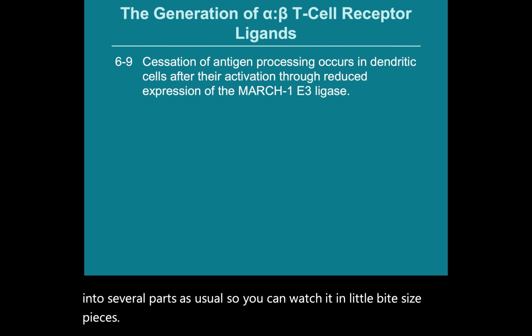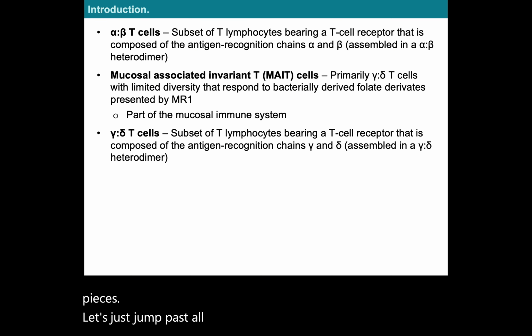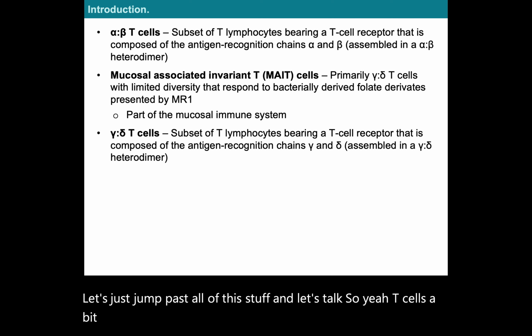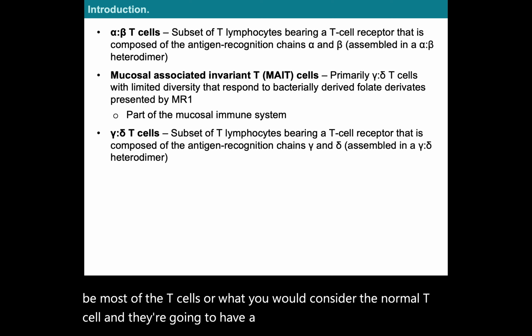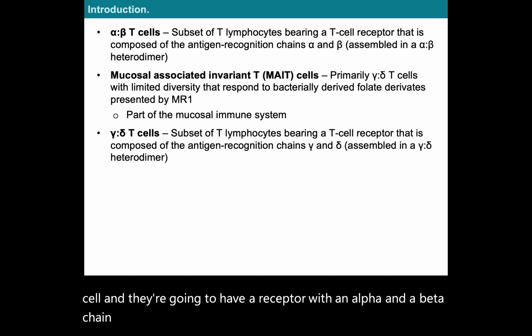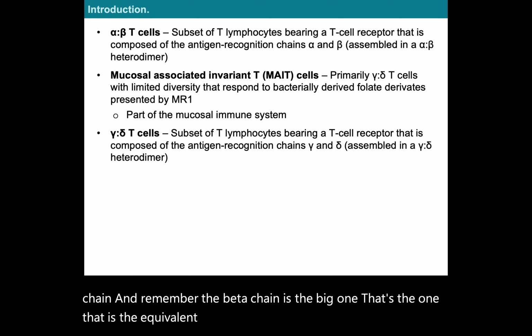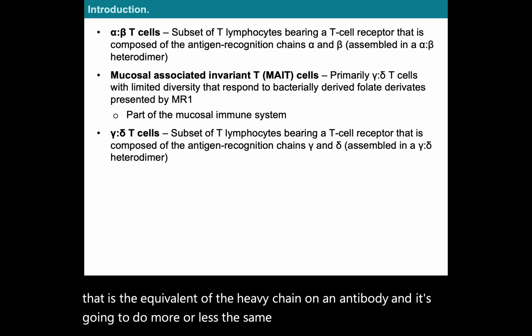Okay, let's just jump past all of this stuff and let's talk. So yeah, T cells, you know a bit about T cells, right? You got your alpha betas. These are going to be most of the T cells, or what you would consider the normal T cell, and they're going to have a receptor with an alpha and a beta chain. And remember, the beta chain is the big one. That's the one that is the equivalent of the heavy chain on an antibody. And it's going to do more or less the same thing. It's going to recognize an antigen that's going to be presented to it.